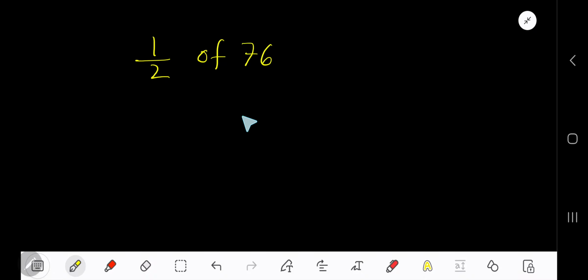How to find 1/2 of 76? Just translate it. Of means multiplication sign, and 76. 76 is a whole number, so we need to convert this whole number into a fraction. So how to do that?